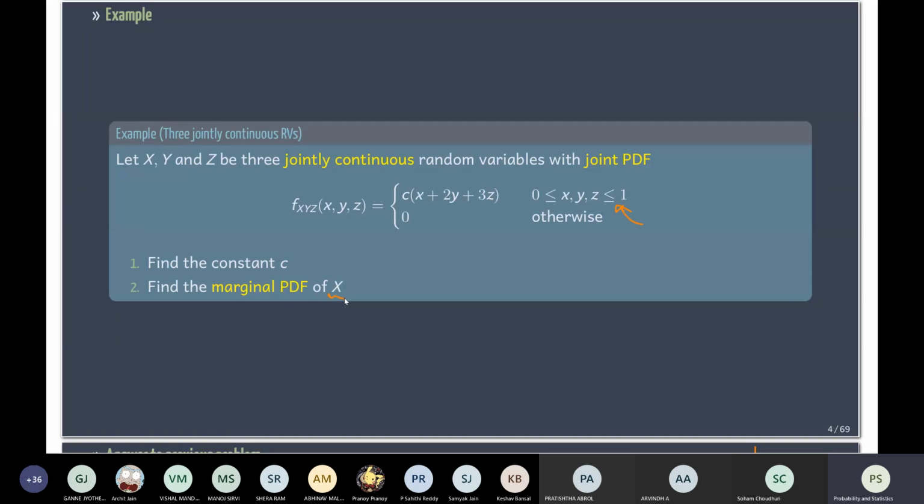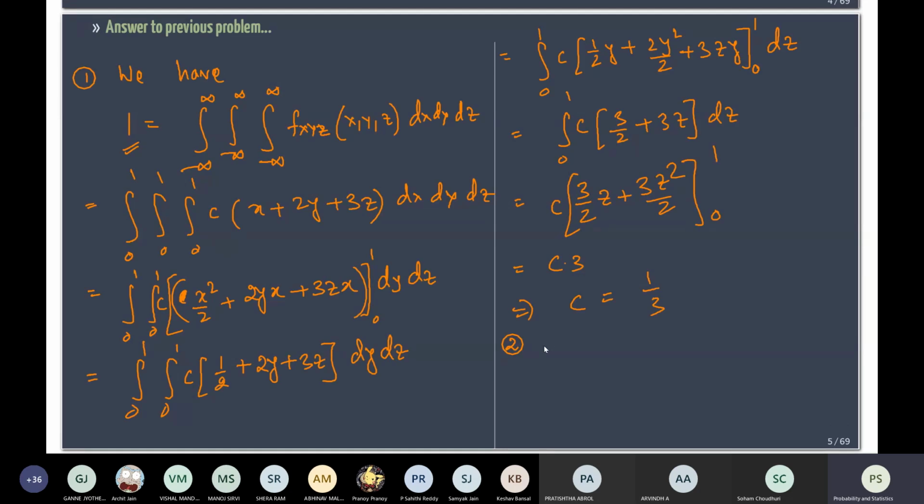So find the marginal PDF of X. To find the marginal, according to the definition, we have to integrate out with respect to Y and Z. Okay, so let us do that. So the marginal with respect to X will be minus infinity to infinity, minus infinity to infinity, and then f(x,y,z), and since I'm computing with respect to X, I have to integrate out dy and dz.